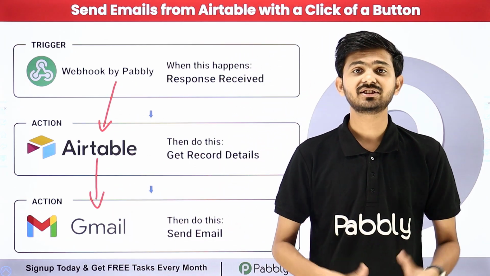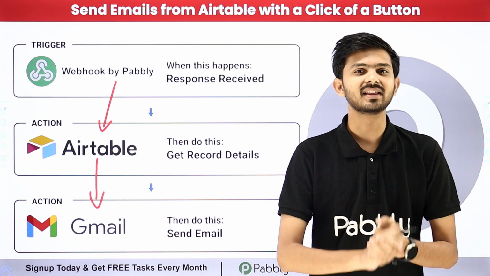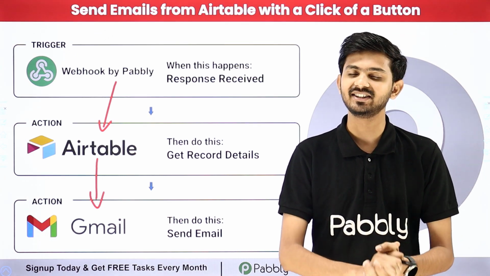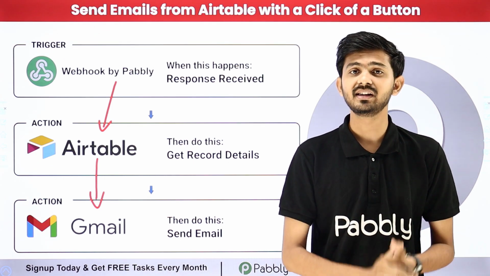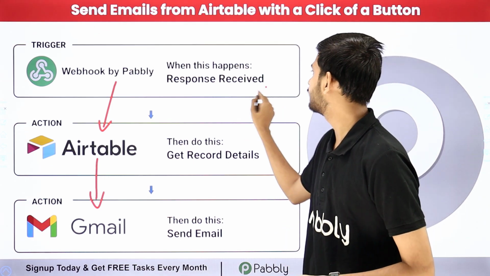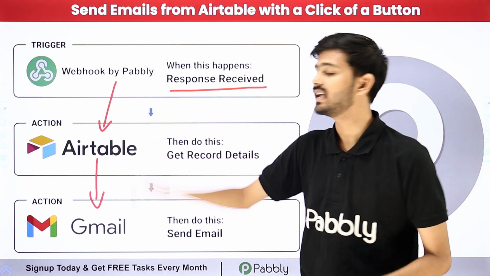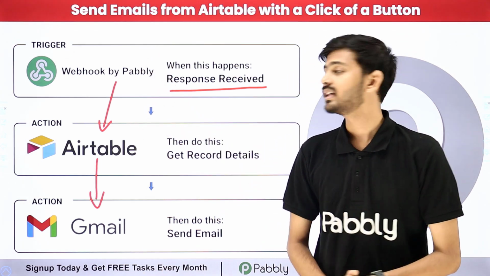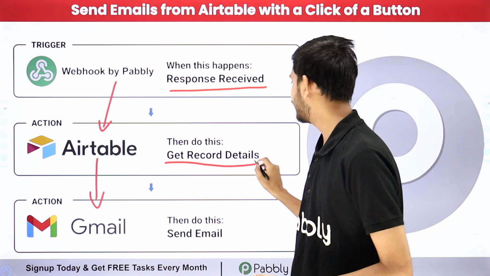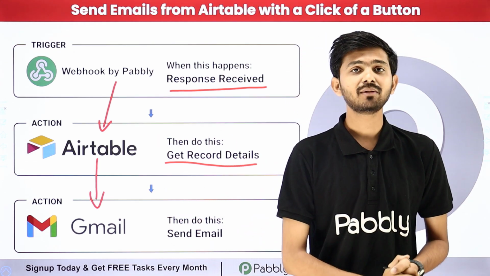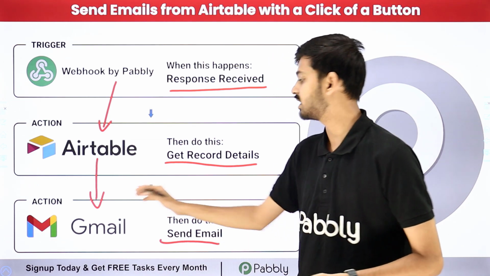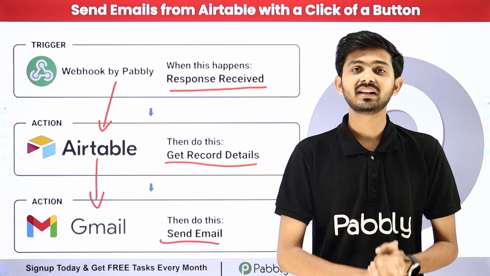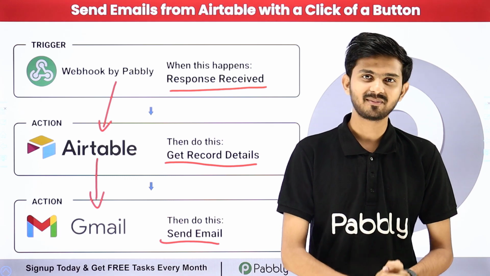For building this connection, I'm going to use Pabbly Connect, which is an amazing software for automation and integration. Now with Pabbly Connect, as I click on my button in Airtable, automatically I'm going to receive the response via Webhook by Pabbly, then I get the record details from Airtable, and as I receive all these details, I can send email by using Gmail. So how am I going to build this connection? For that, let me take you to my computer screen.